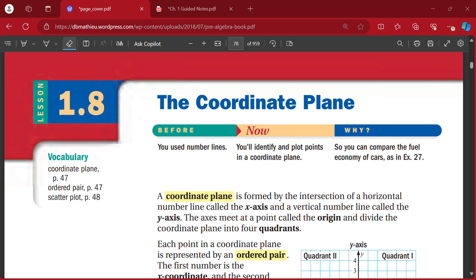Welcome to lesson 1.8, the last lesson for chapter 1. So let's get right into it.